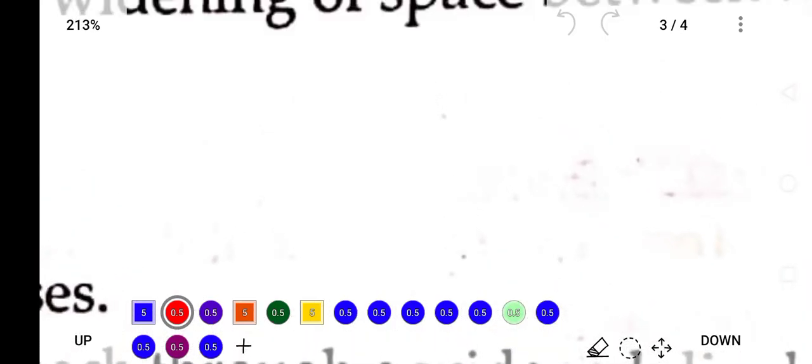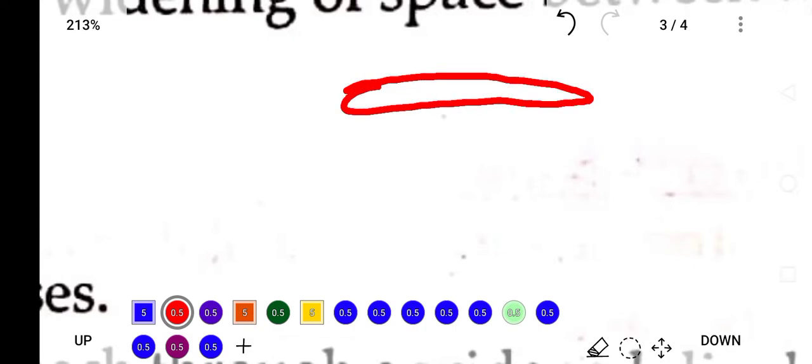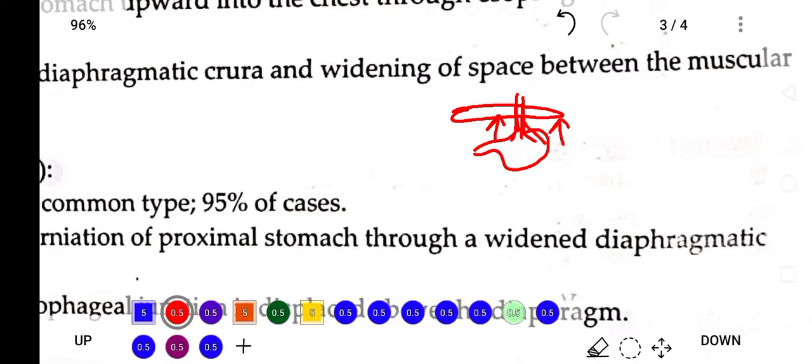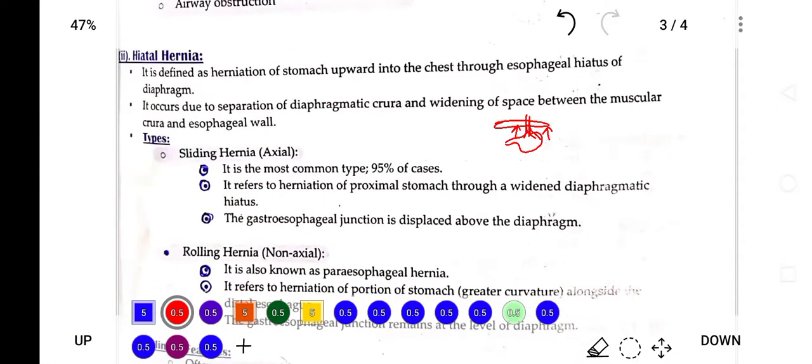Now, as in basic anatomy, we understood that the diaphragm has openings for the esophagus and aorta. So when the esophagus descends down from the diaphragm and is connected with the stomach, but because of certain factors, certain problems, this esophagus is herniated upward into the hiatus opening of the esophagus. The stomach also goes upward, and then the condition develops that is hiatal hernia.